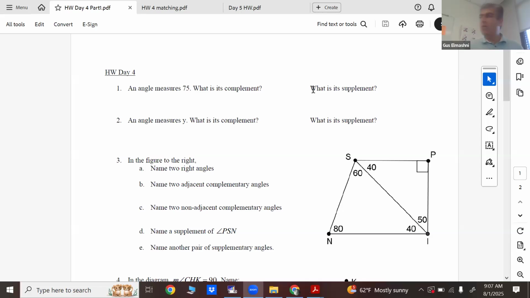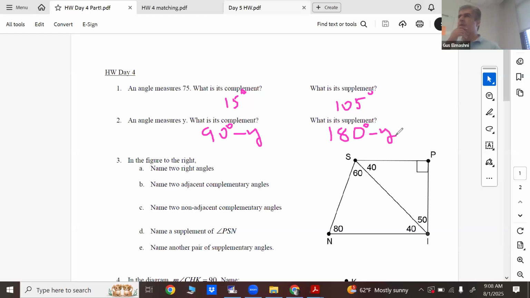Okay, so an angle measures 75. What is this? Complement. Hopefully you guys said 15. Complement always adds up to 90. Supplement is 105. If it's y, you would just say 90 minus y, 90 degrees minus y, or 180 degrees minus y. So those make sense? We're good?